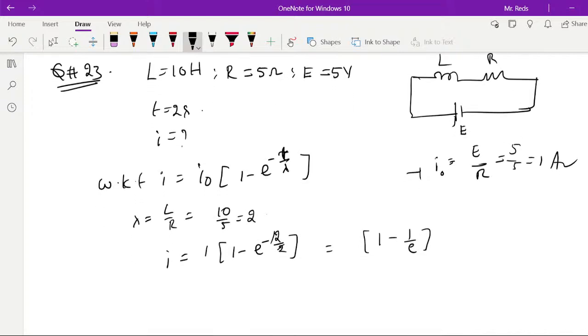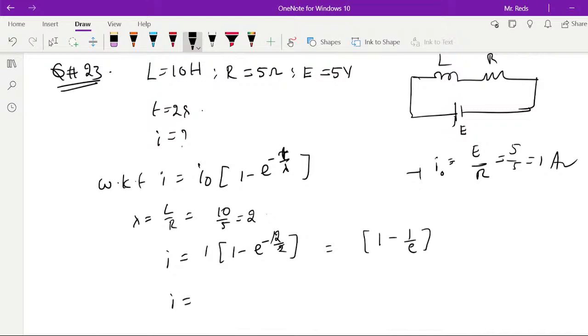Here, if the options are given in numerical values, you have to substitute the value of e and find the final value. Otherwise, depending on the options, you keep it as it is. According to the options, the current after 2 seconds is given as 1 minus e power minus 1, like that.